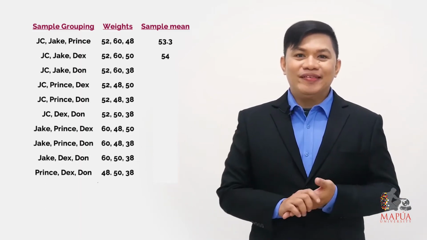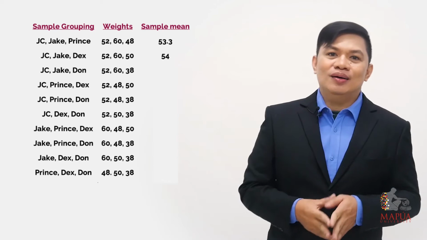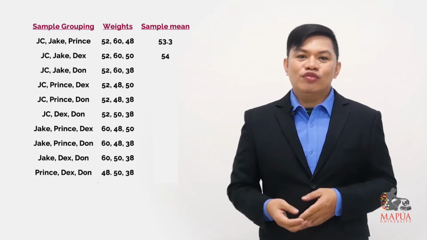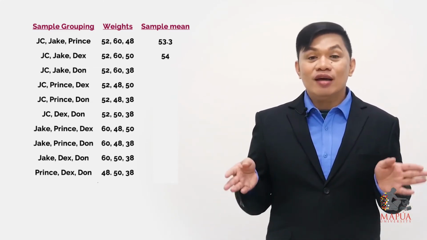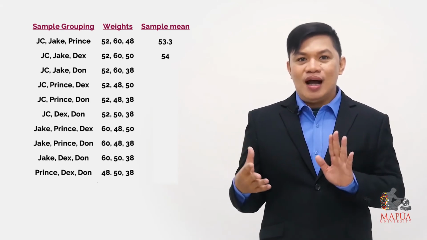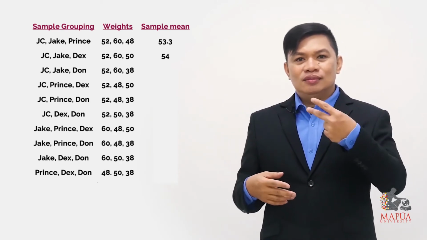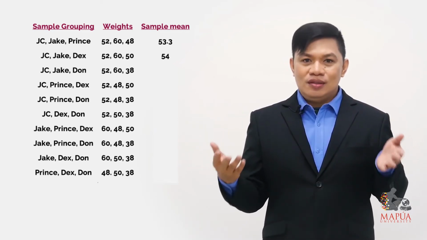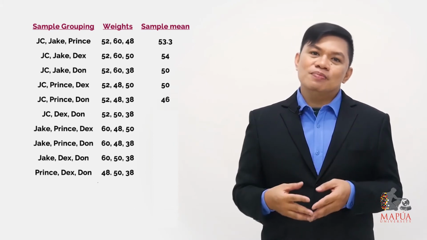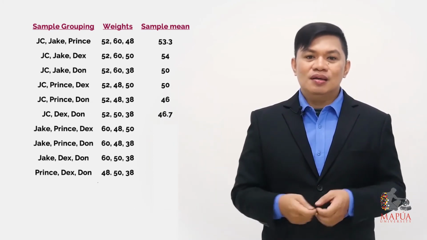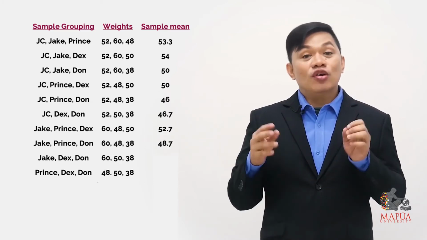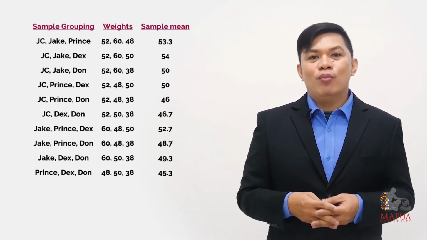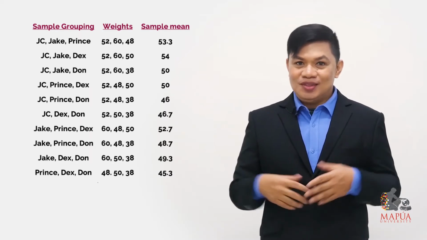Okay, so I hope we all agree on the averages that we compute in the 10 different sample groups. Let's just recap. For the first group, we have 53.3 pounds. For the second group, you have 54 pounds as average. And then you have 2 common values for the third and fourth. These are both 50 pounds. And then you have 46 pounds, 46.7 pounds, 52.7 pounds, 48.7 pounds, 49.3 pounds, and then the last group will have 45.3 pounds. All agree?